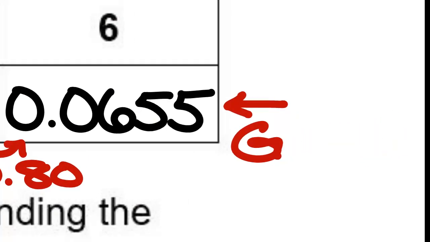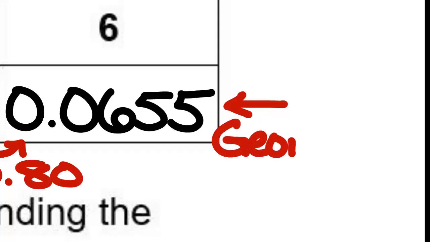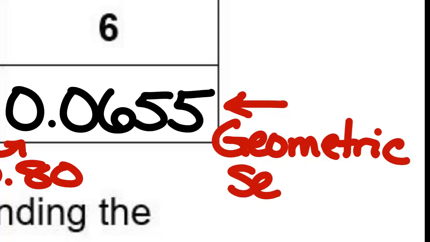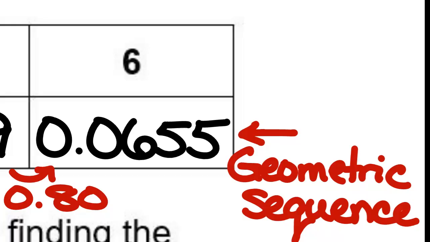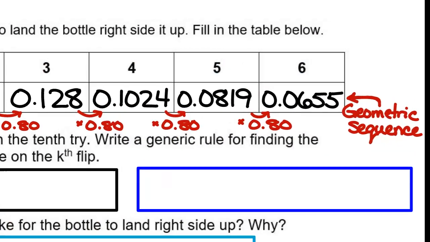Oops, I need more room to write geometric. Do you guys remember at all hearing about a geometric sequence? There was an arithmetic sequence and a geometric sequence. Arithmetic was the one where it's repeated addition to get the next term. Geometric was where it was repeated multiplication to get the next term.